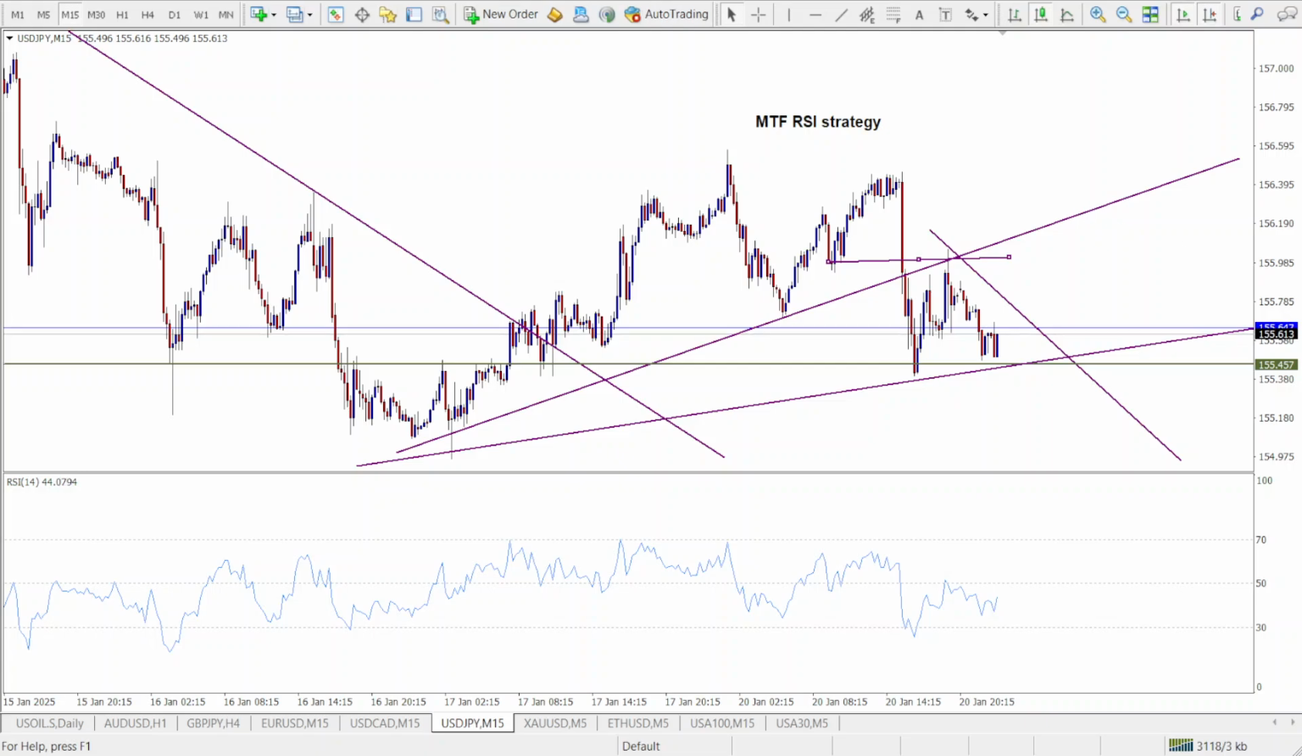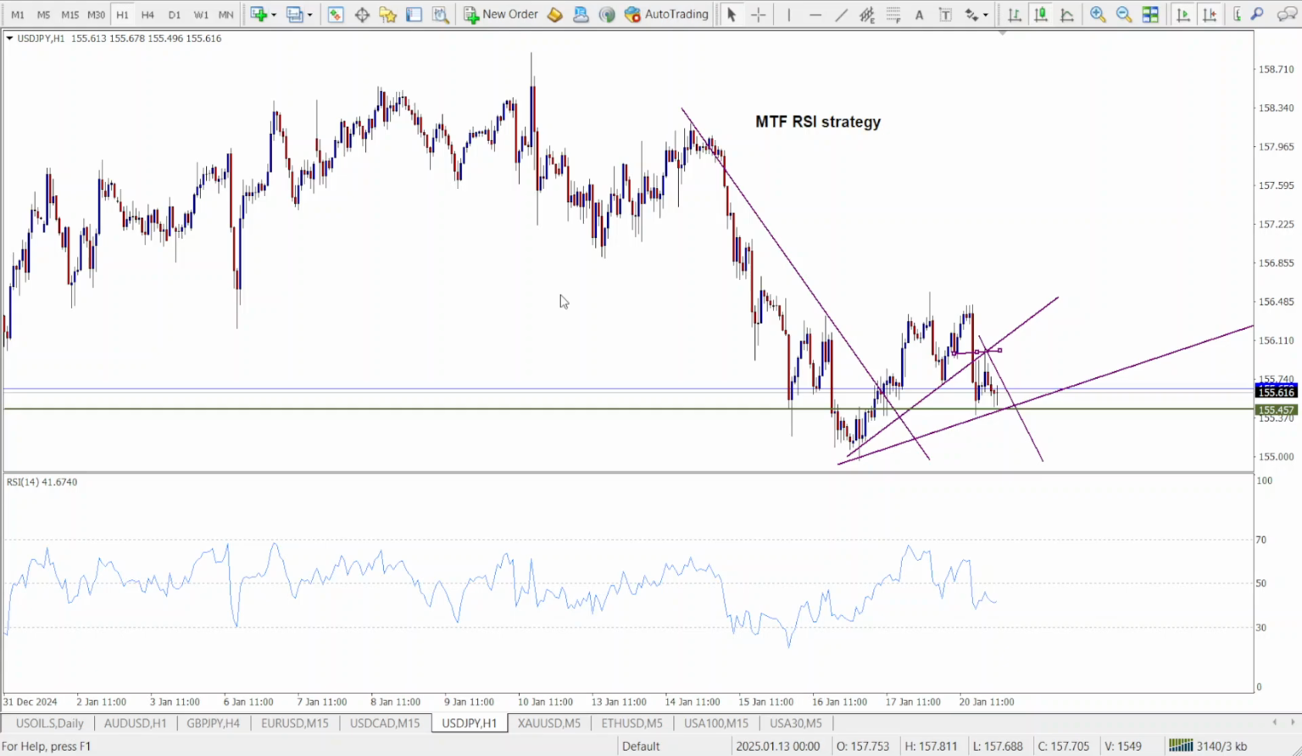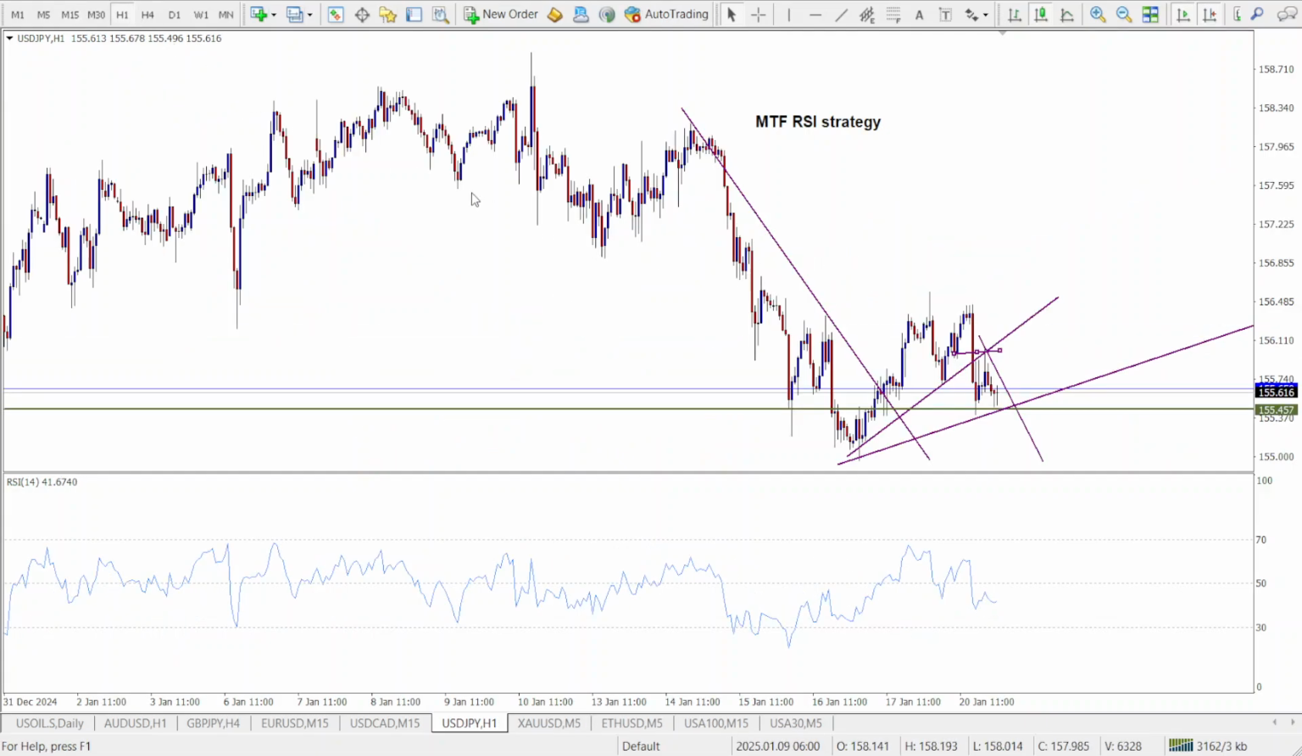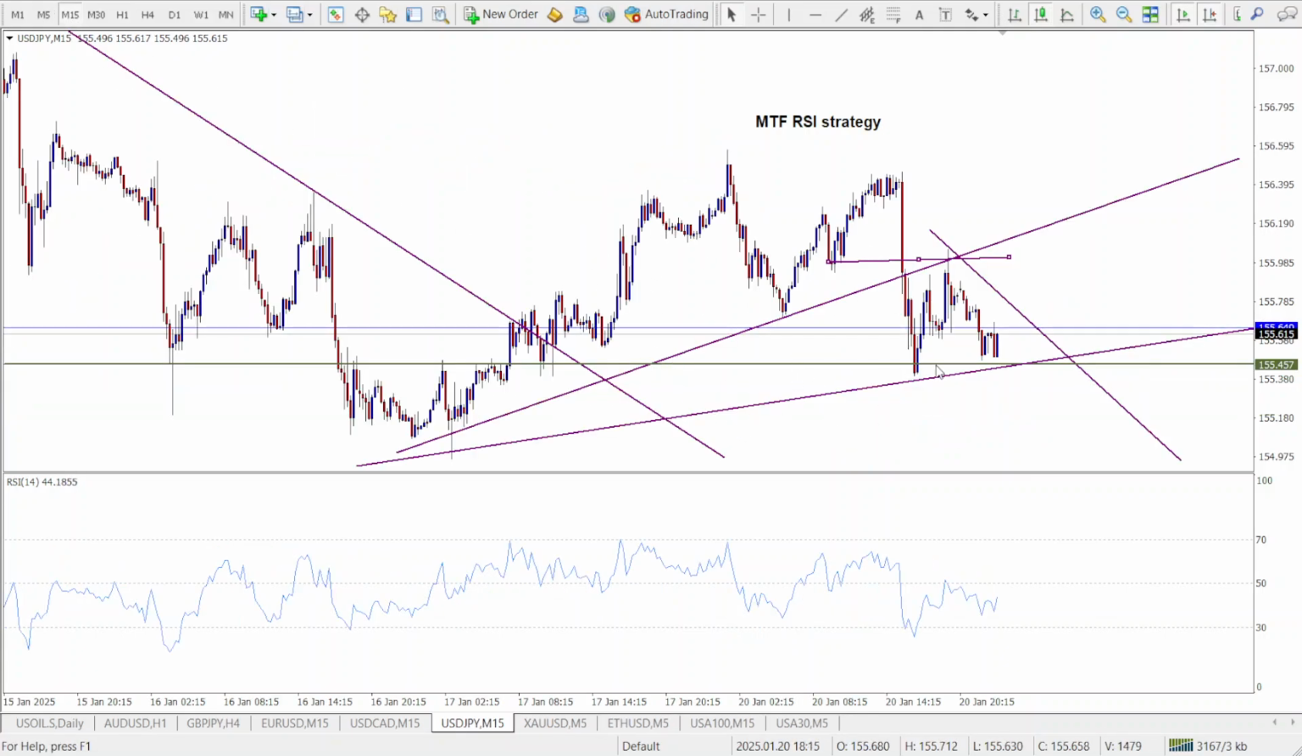Let's talk about how you can actually set up the MTF RSI strategy. It's really simple to get started. The first thing is to choose your time frames. To begin with, you want to choose at least 2 time frames. Typically, the higher time frame is used to analyze the overall trend, while the lower time frame helps with precise entry signals. For example, you might use the 1-hour chart to analyze the overall market trend, and then use the 15-minute chart for your entry points.